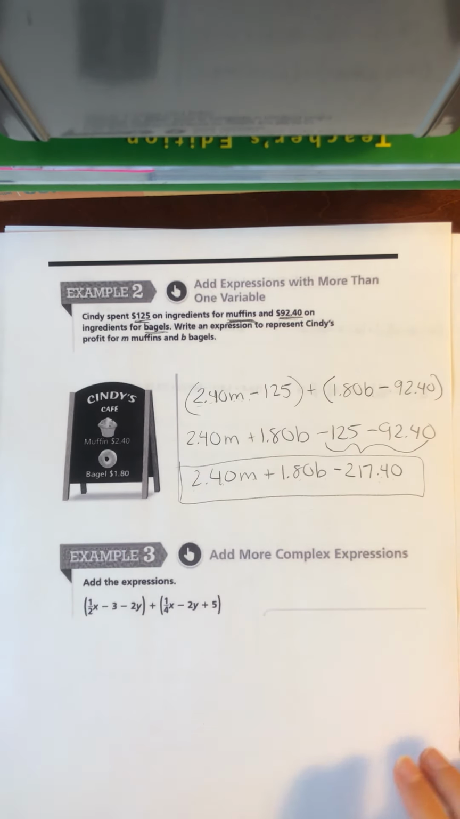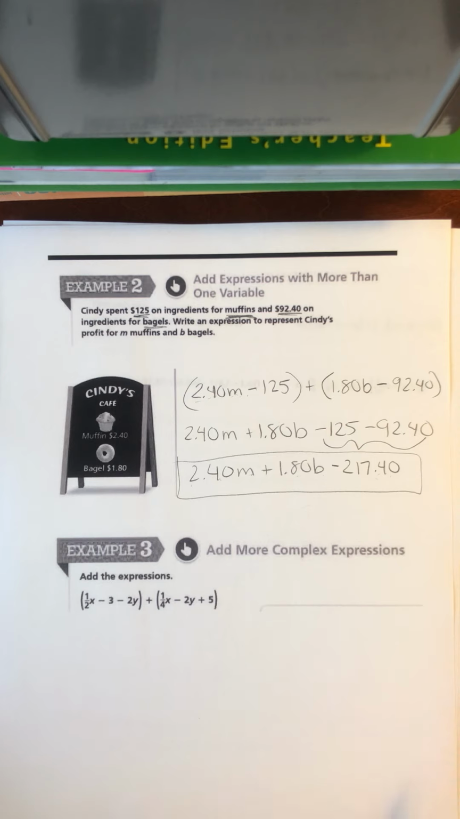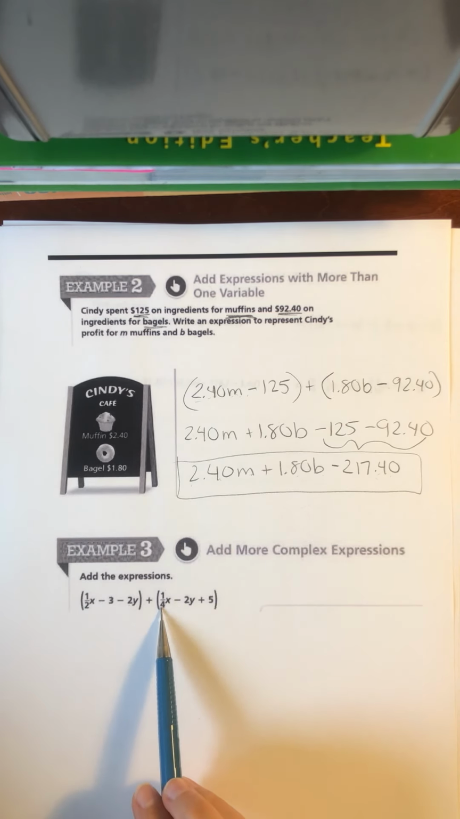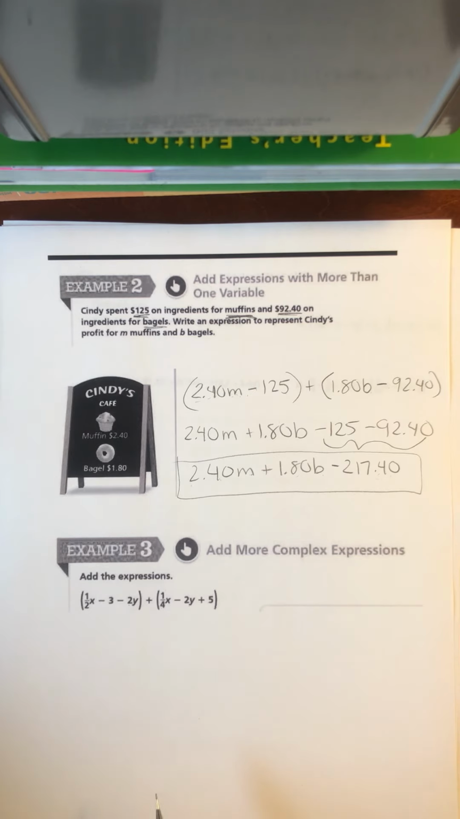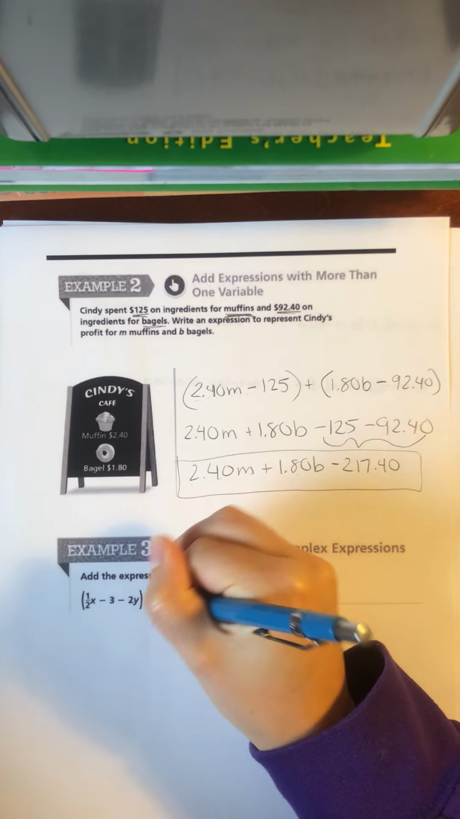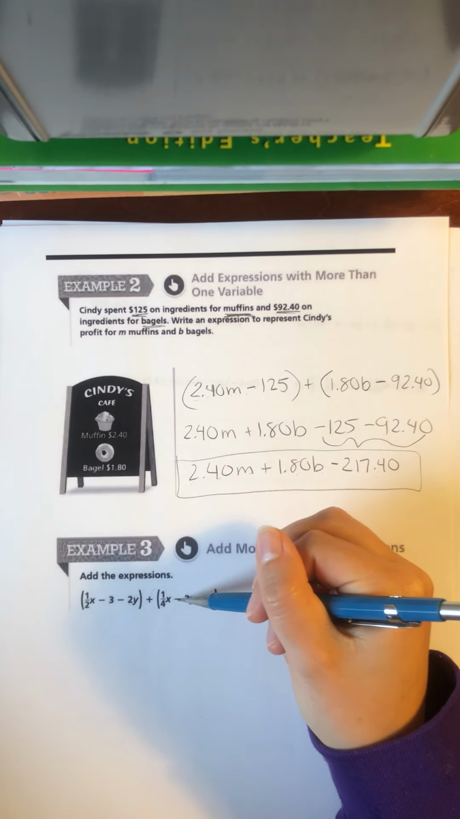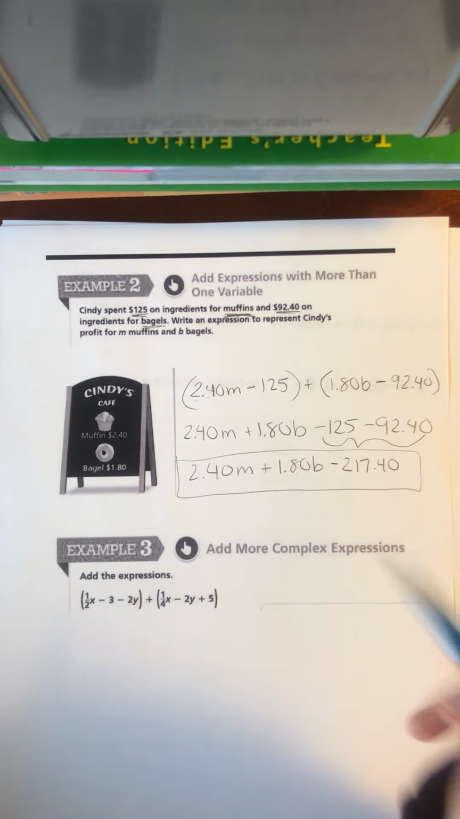Okay, next, example 3, add more complex expressions. So we have 1/2 x minus 3 minus 2y plus 1/4 x minus 2y plus 5. So basically what's happening here is this plus isn't really distributing to this. Well, you can say it is, right? But plus minus is just minus, right? And plus plus, that's plus, okay?